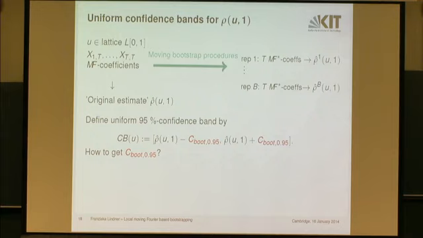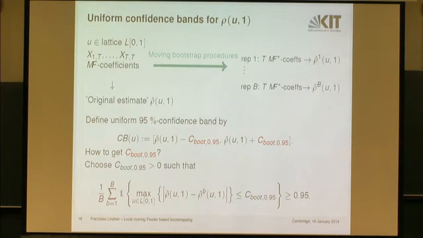Well, what happens now? I just compare the bootstrap estimates to the original estimate. And for each bootstrap estimate, I maximize the distance to the original estimate with respect to u. And then in the end, I have capital B maximized distances. And I choose this constant c in a way that 95% of those distances are less than c, and 5% are bigger than c. Okay, so it's a very simple construction.